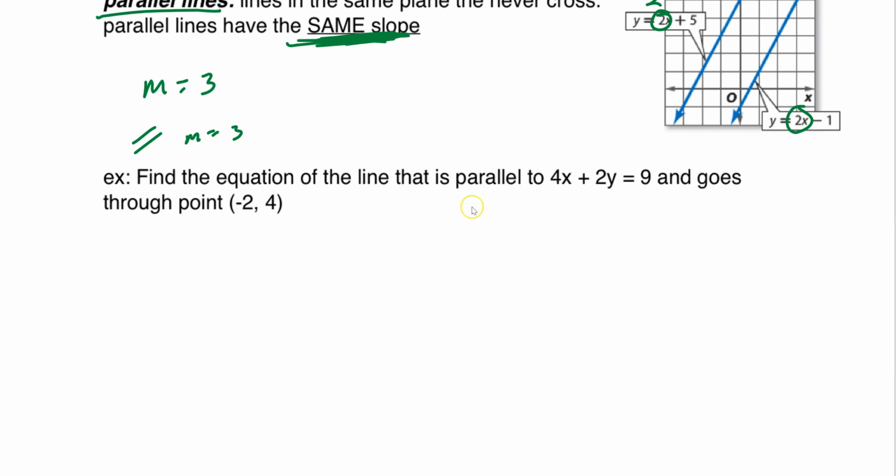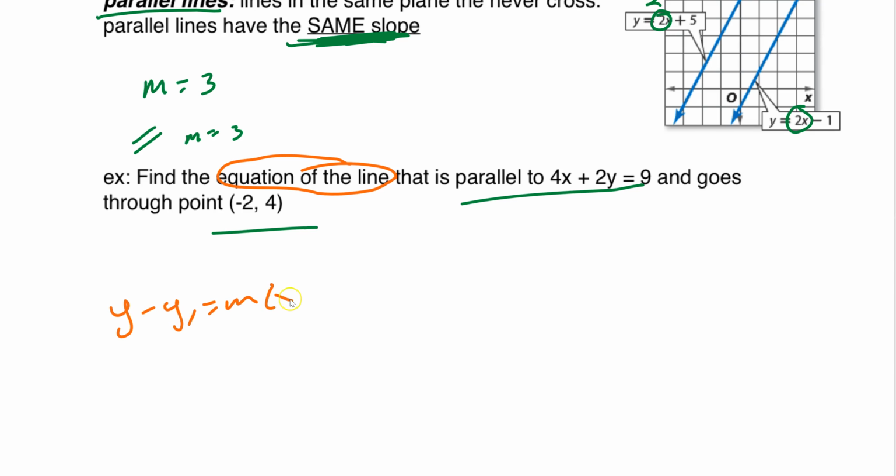So let's do an example. Write an equation of a line that's parallel to this and goes through this point. So again, my first idea is, hey, equation of a line, y minus y1 equals m(x minus x1). Now they gave me a point, so this is x1, y1. So I can plug that in already. Look at that, half credit already. Rolling. All I gotta do is find a slope.